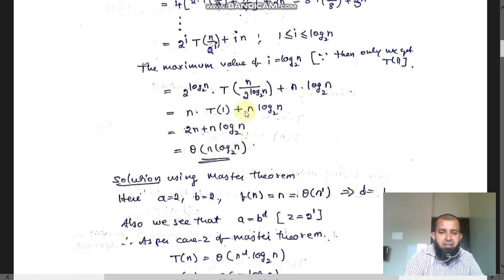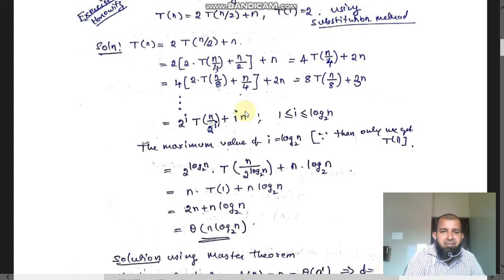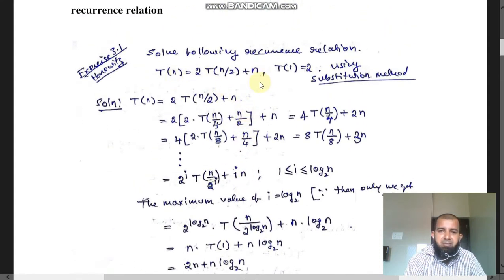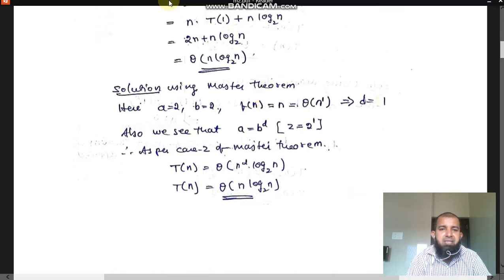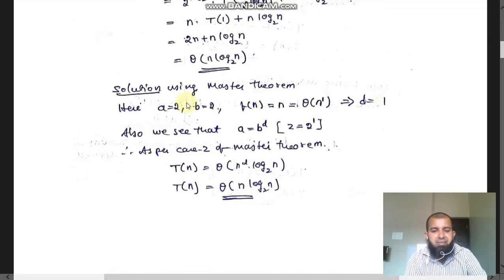This is the substitution method. Next, we'll solve this same recursive relation using the Master theorem. In the Master theorem, what does the Master theorem say?